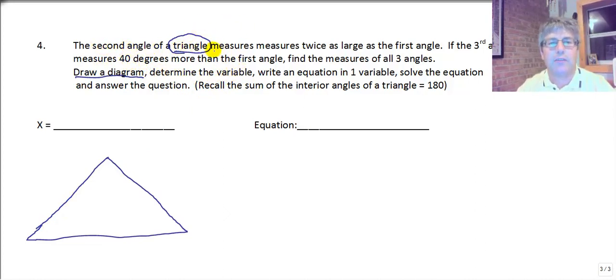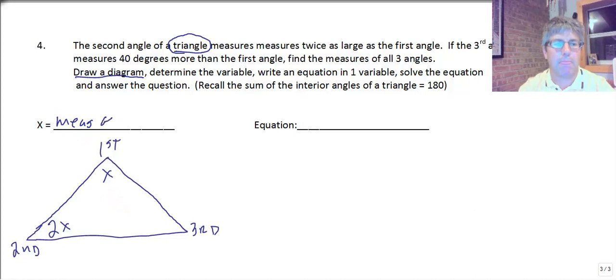So the second angle of a triangle measures twice as large as the first angle. Well, I've got 3 angles here, so let's go ahead. That's my first angle, my second one, my third one. I just arbitrarily picked which one's first, second, and third. It really doesn't matter. But I know the second one measures twice as large as the first. Well, the second one, if that's twice as large as the first, would be 2x, and the first must be x. So x must be the measure of the first angle.